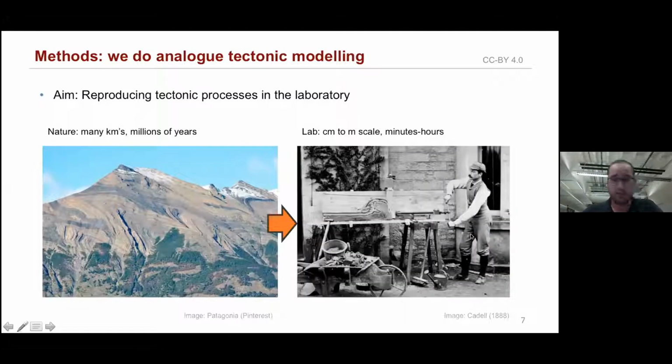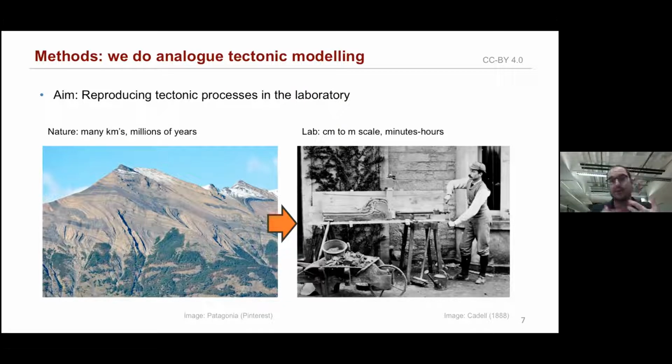So the method that we applied is analog modeling. And the aim of this kind of modeling is to reproduce tectonic processes in the laboratory. This is because if we look at nature, for instance, this is a nice picture from the Andes in Patagonia. We have these beautiful structures, these beautiful folds, but they are very large. They formed over millions of years, so it's very difficult to really understand how they form. And therefore, we go to the laboratory and we make small-scale models in which, with simple materials, we can understand these large-scale structures on a small scale. And well, you can run them in a couple of hours, perhaps.